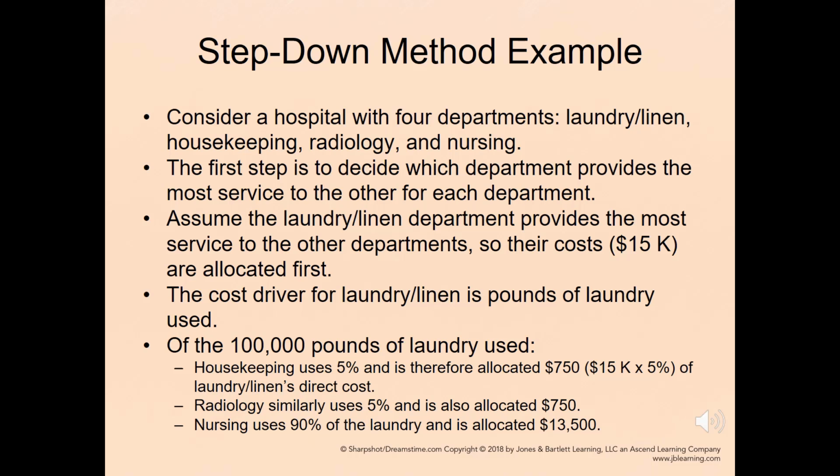Of the 100,000 pounds of laundry used, housekeeping uses 5% and is therefore allocated $750, which is 15,000 times 5% of laundry linen's direct cost. Radiology similarly uses 5% and is also allocated $750. Nursing uses 90% of the laundry and is allocated $13,500.